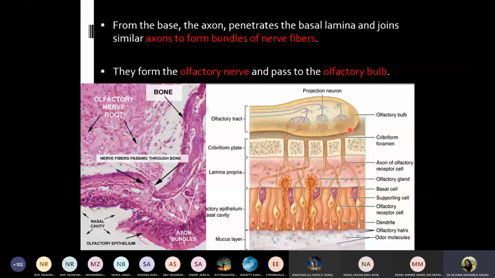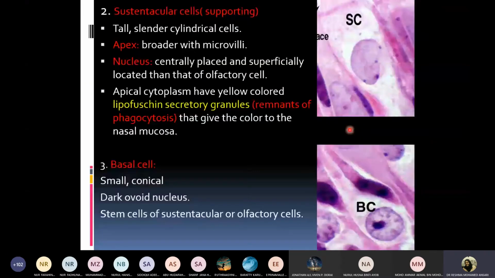So that is your olfactory cells. Always when we have nerve cells, we need supporting cells. For example, your neurons are supported by glial cells: ependymal cells, astrocytes, and oligodendrocytes. All these glial cells support your neurons. Here, the cells that support your olfactory cells are called sustentacular cells, or supporting cells.